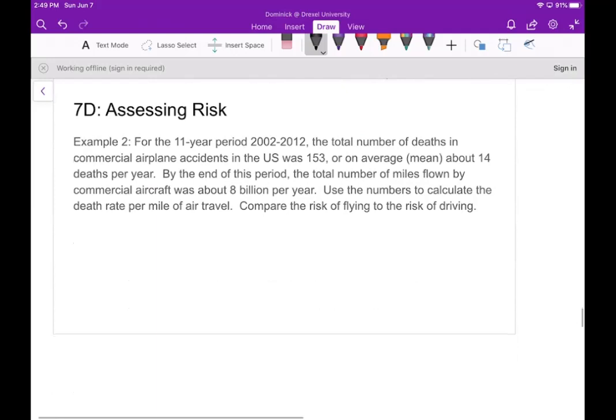Okay, now in the next example, we have that for the 11-year period from 2002 to 2012, the total number of deaths in commercial airplane accidents in the US was 153, or on average about 14 deaths per year. By the end of this period, the total number of miles flown by commercial aircraft was about 18 billion per year. So we're going to use these numbers to calculate the death rate per mile of air travel. So we have 14 deaths per year, and in the bottom, we have 8 billion.